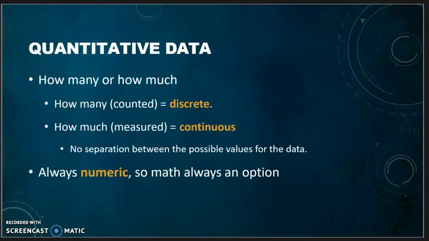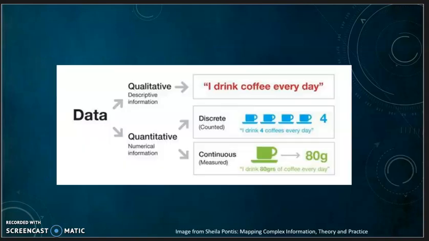With quantitative data, you can look at how many or how much. With how many, things are counted, so we have discrete data. With how much, it's being measured, so it is continuous. There's no separation between the possible values for continuous data, and it's always numeric, so math is always an option. And we'll get more into different types of quantitative data in a second.